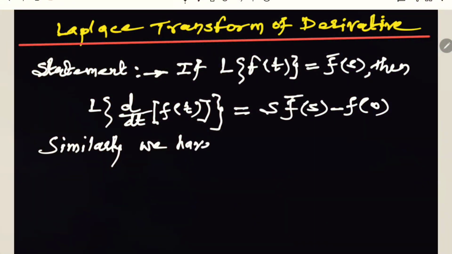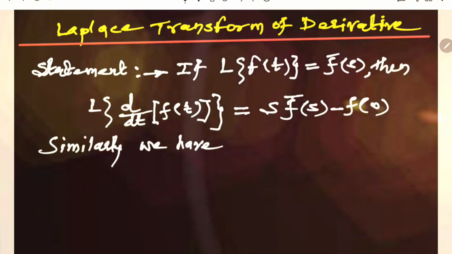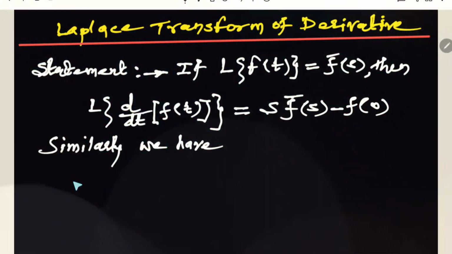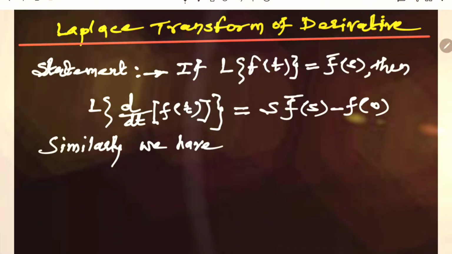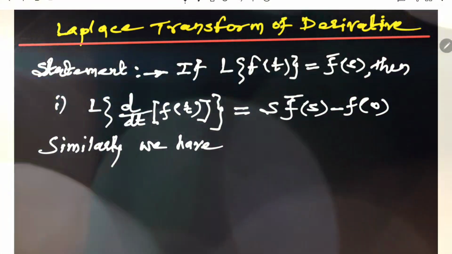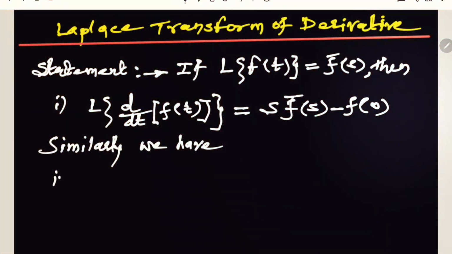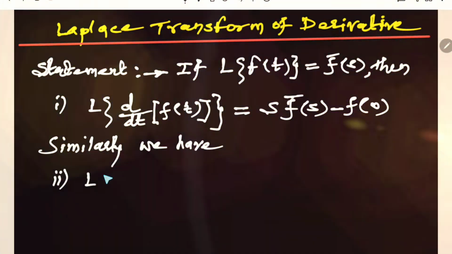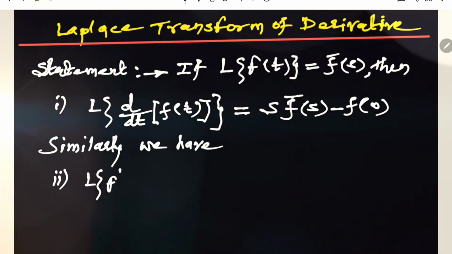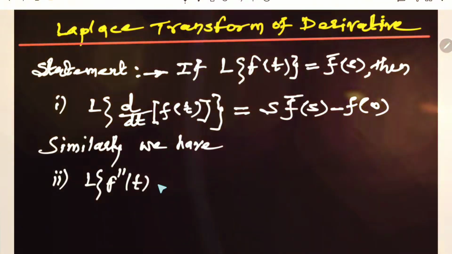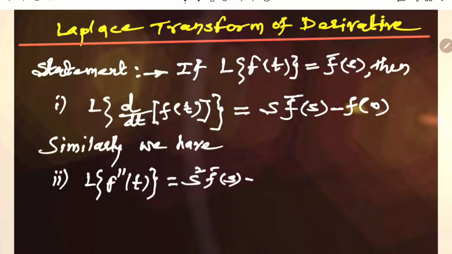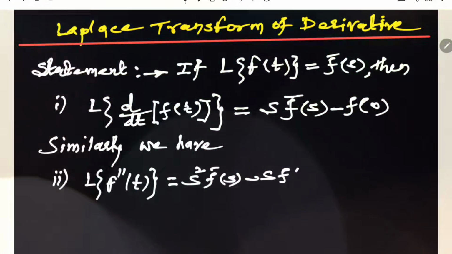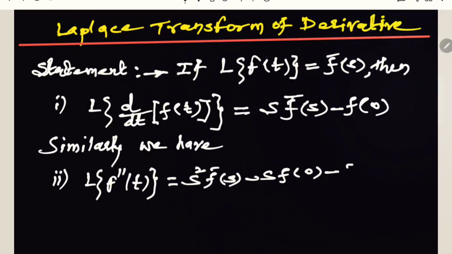Similarly, we have second result, Laplace of second order derivative, that is f double dash of t. This is the first one. Then second one, Laplace transform of second order derivative f double dash of t is equal to s square f bar of s minus s f of 0 and minus f dash of 0.